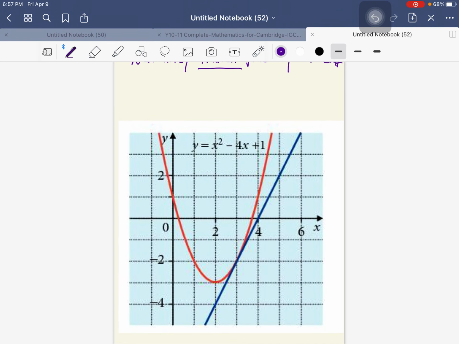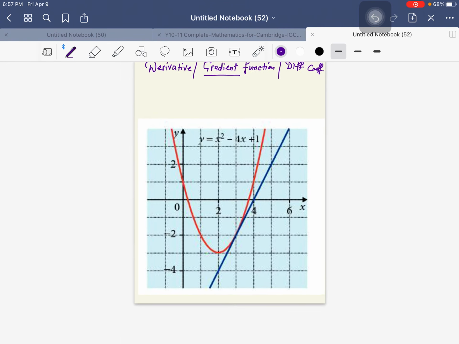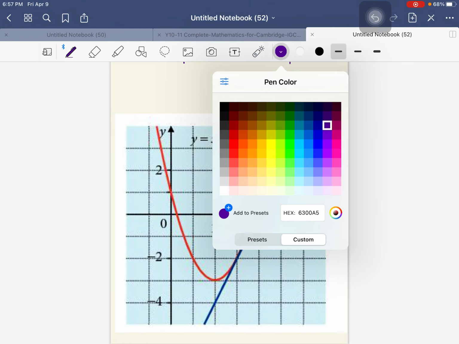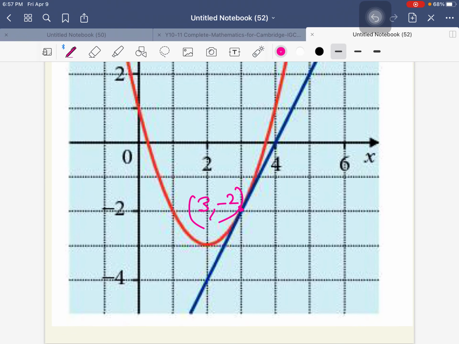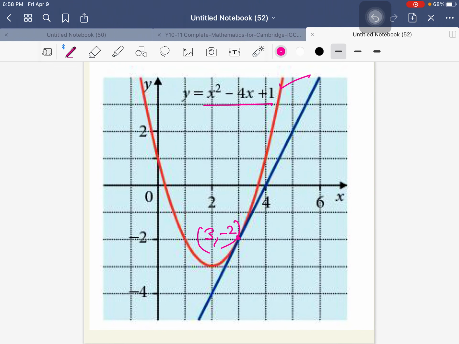In Algebra 2 in IGCSE, you have learned about the gradient of a curve. Basically, if we have to find the gradient of a curve at a point, for example, in this case the curve is this red one, and this is the curve of the equation x squared minus 4x plus 1. So if you have to find the gradient of this curve at this point, which is (3, -2), this point is basically x is 3, y is minus 2. So what we do, we draw a tangent at this point, a line touching the curve at this point, and we try to find the rise by run.